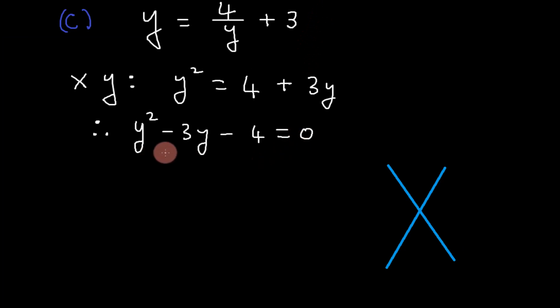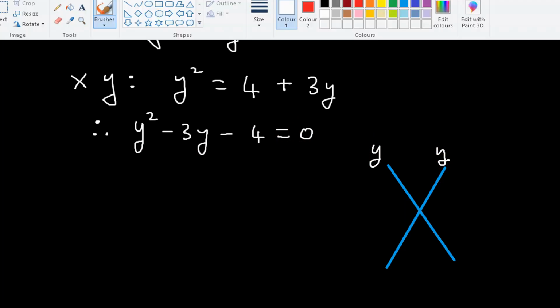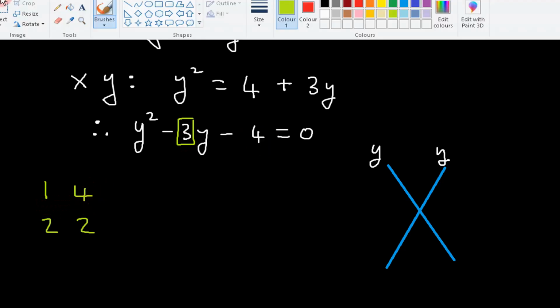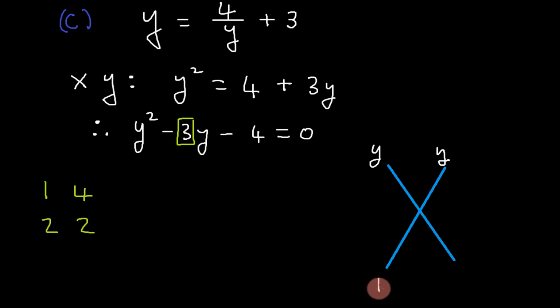So the factors of y squared will be y and y. And we can consider the factors of 4 now. So it's 1 and 4, and 2 and 2. Now our middle term must be negative 3y. So we need a 3 here. And the difference between 1 and 4 is 3. So we know that we're going to use 1 and 4 as factors of 4. So 1 and 4. Now we can cross multiply.